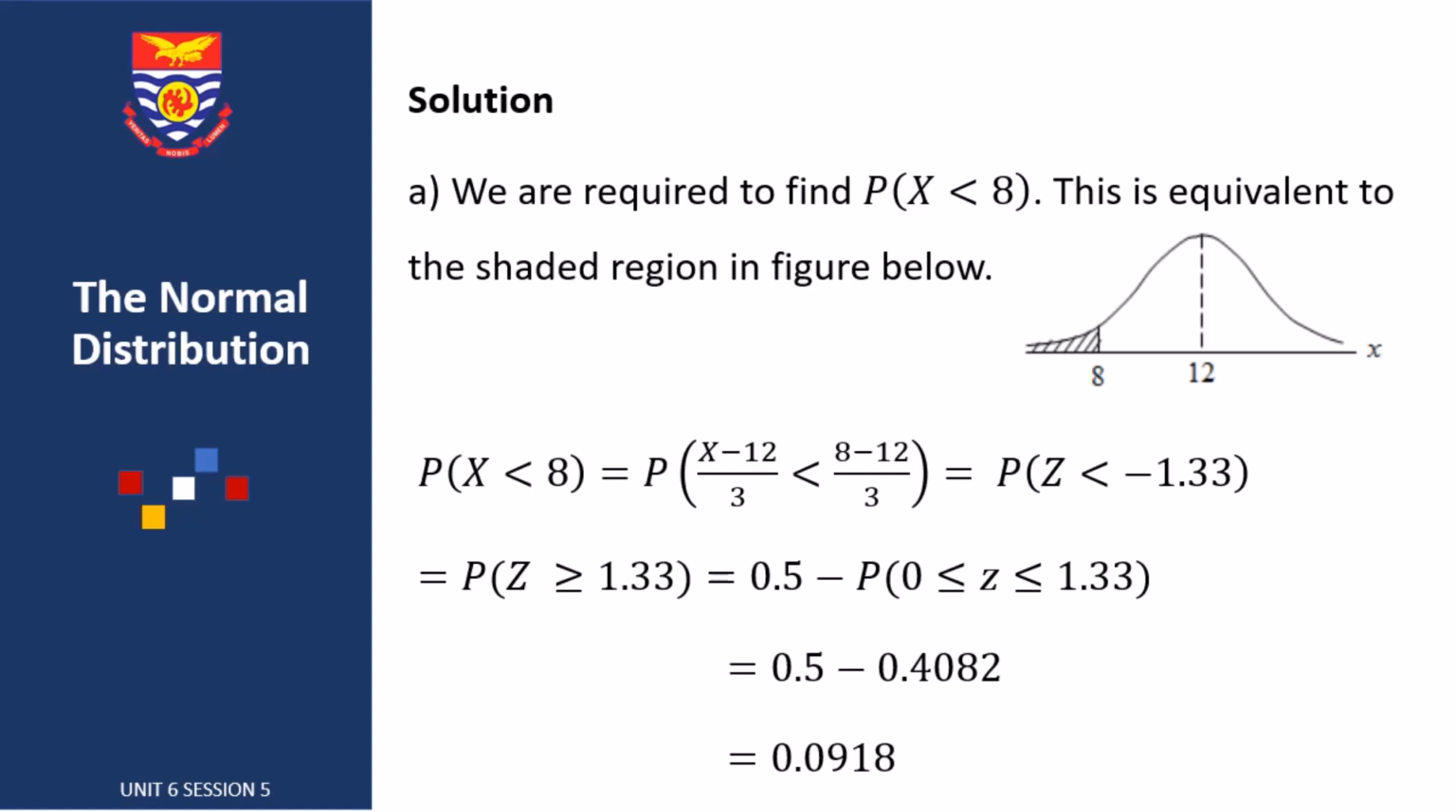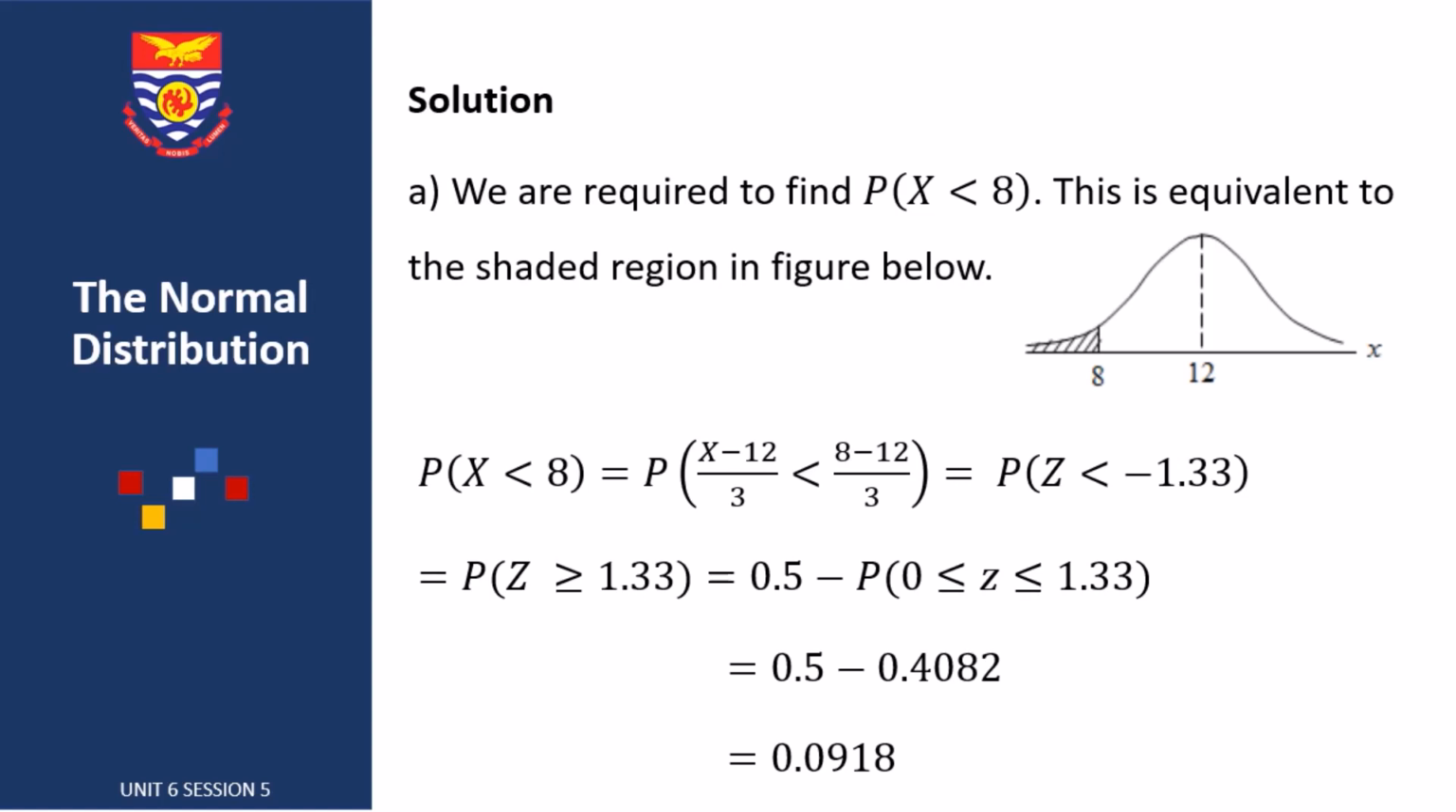Remember, the mean given in the question was 12. And the variance was 9, but in the standard form we use the standard deviation, that's sigma. So the variance is 9, and the standard deviation is the square root of the variance. The square root of 9 gives us 3. So the probability of x less than 8 becomes P of z less than (8 minus 12) over 3, and this gives us the probability of z less than minus 1.33.